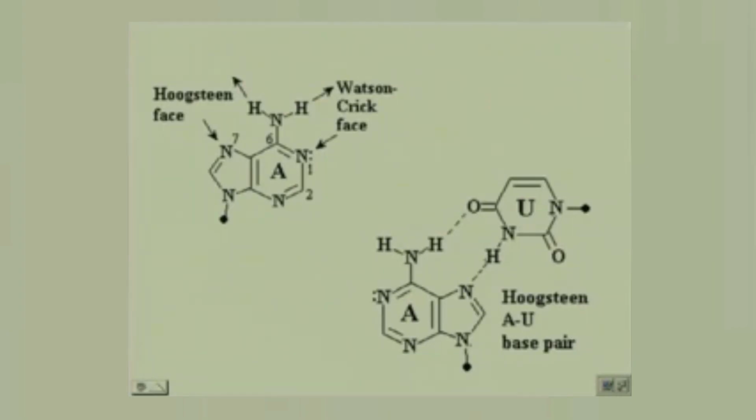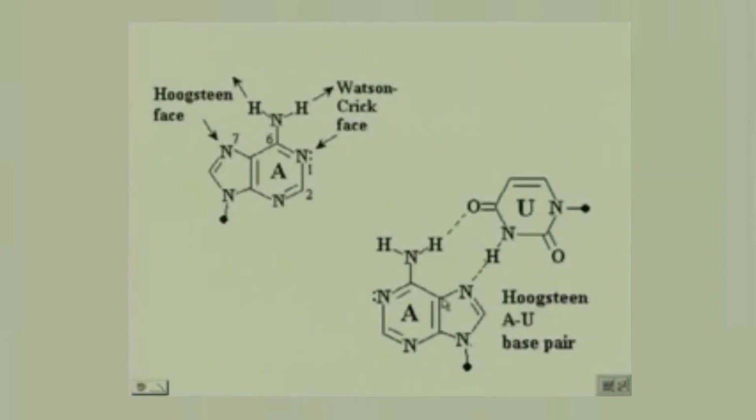Okay, so this is what is called the Hoogsteen phase, and this is what we call the Watson-Crick phase, and this would be an example of an AU pair. Where would you see an AU pair? In RNA, because uracil is a base in RNA.